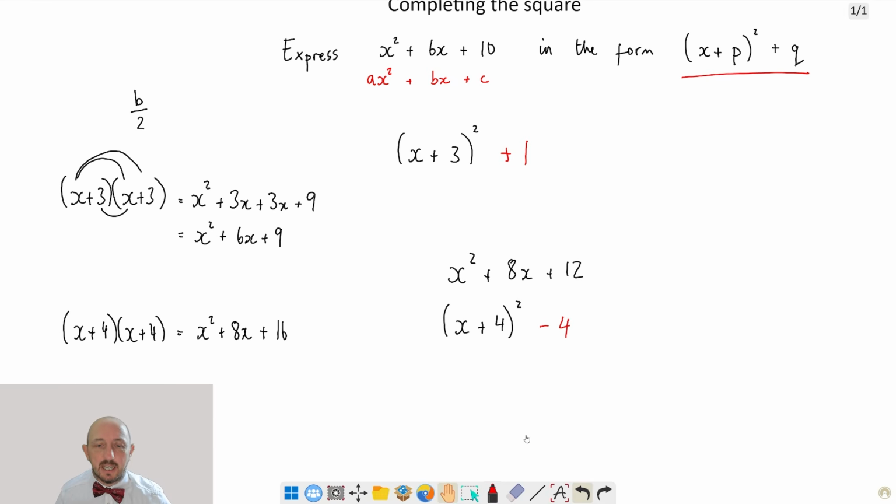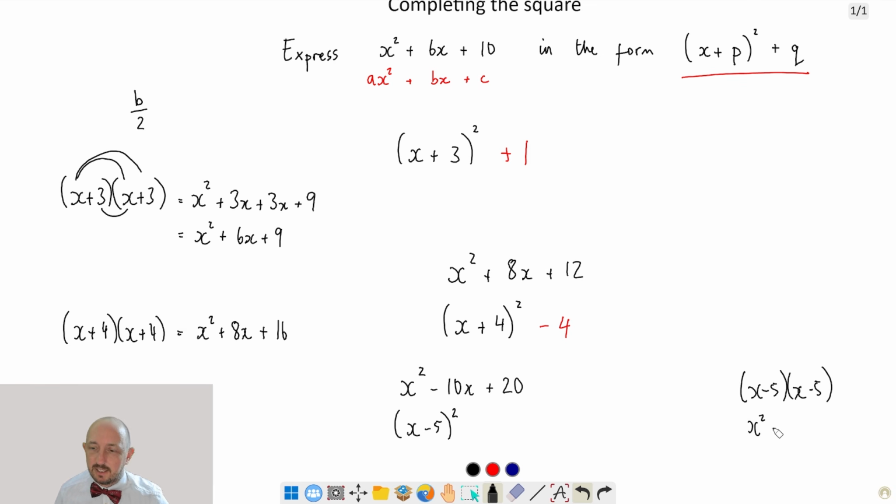Okay, what happens if we have a minus sign? We do exactly the same thing. x squared minus 10x plus 20. The b term is minus 10. Divide that by 2 is minus 5. We'll do that to the side: x minus 5, squared. We get x squared, and minus 5x twice is minus 10x. So we always get the first two terms the same if we do this correctly. Then minus 5 times minus 5 is plus 25. Because these are squared, we always get a positive number at the end. We have 25, we only want 20, so minus 5.